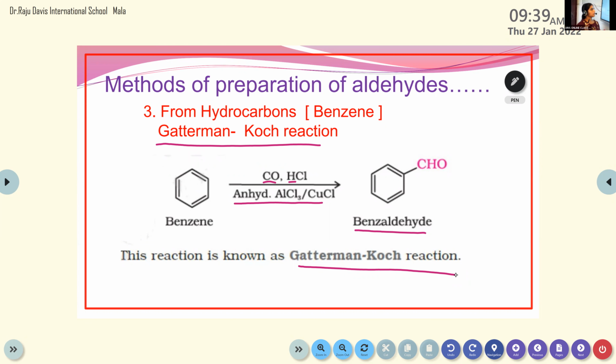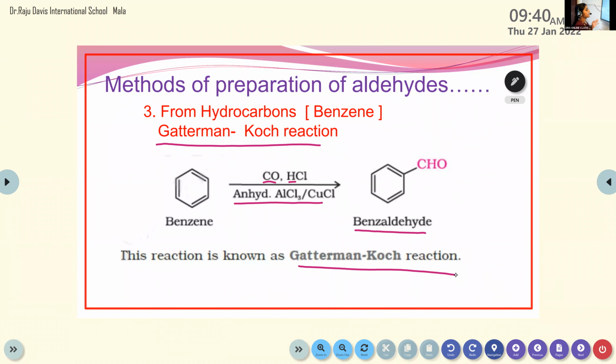So you have to remember all the preparation methods. First one, from acid chloride, that is known as Rosenmund reduction. Then second one, from nitriles and esters. From nitriles, it is known as Stephen reaction. Then the third one, from hydrocarbons using chromyl chloride and chromic oxide, that is by oxidation. Then the next one is chlorination. Then the next one, that is Gutterman-Koch reaction.